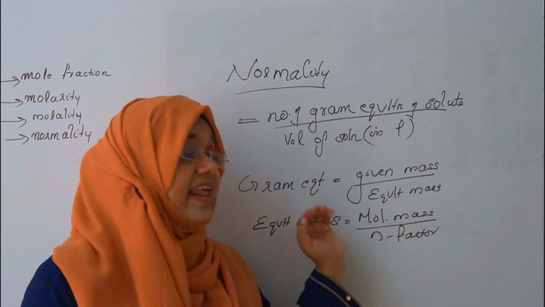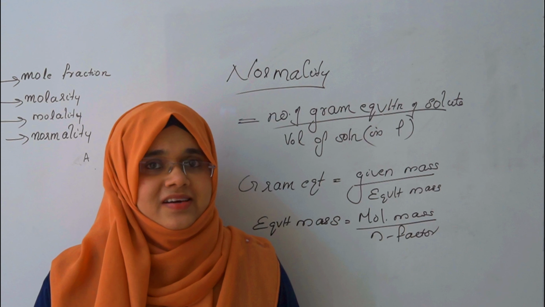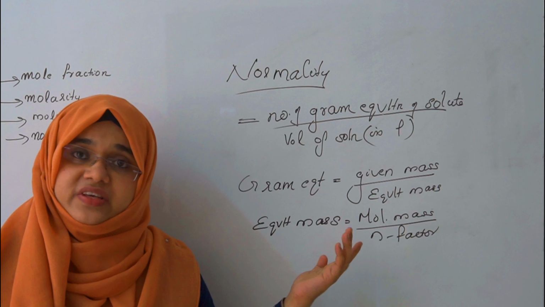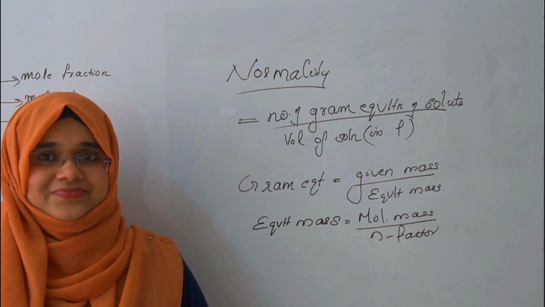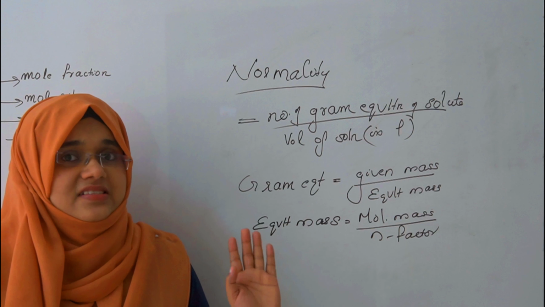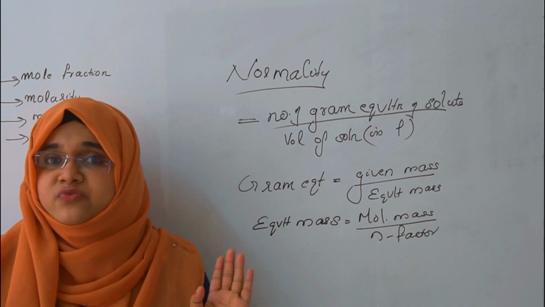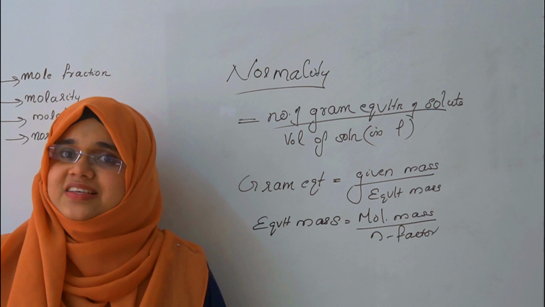Then one more thing, for elements. Elements are also there. So for elements, what is the n factor? The n factor is the valency. Clear? So now we have discussed all the concentration terms involved in this chapter, solutions. So do well.